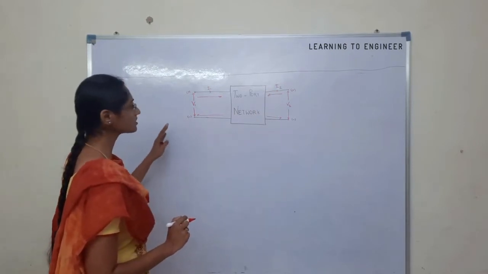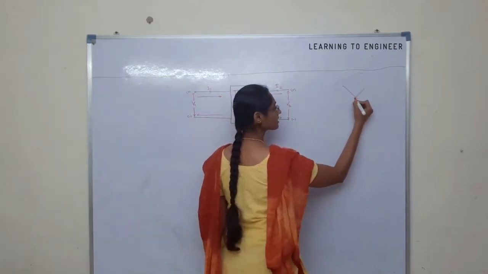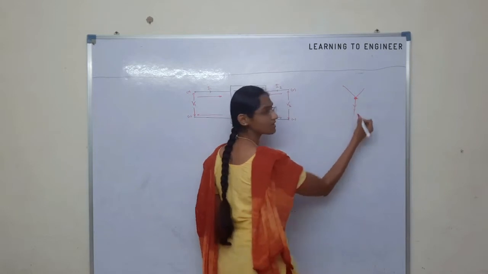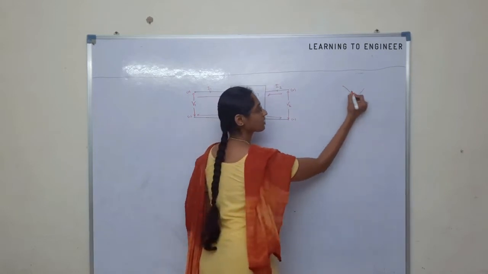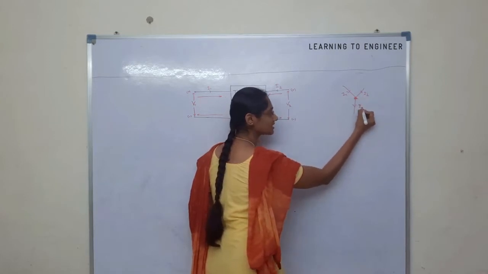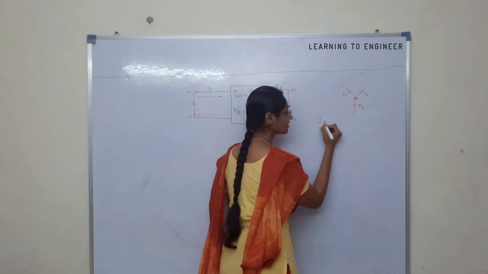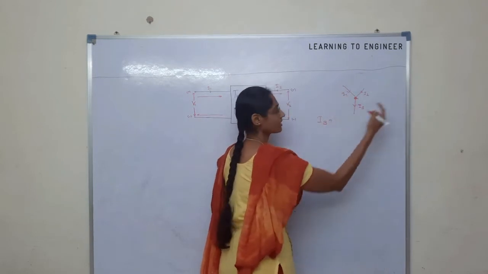So what is a node? Let us say you have a node like this, and you have two currents entering this node and one current leaving this node. Let us call the entering currents I1 and I2 and the leaving current I3. So according to Kirchhoff's current law, what is I3? I3 is equal to the sum of the currents I1 and I2.